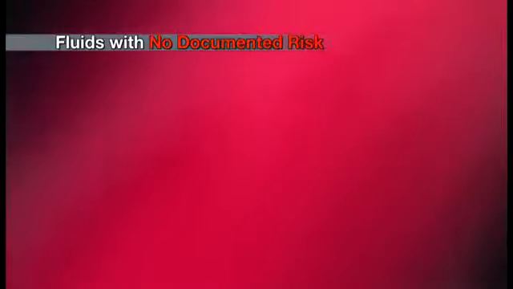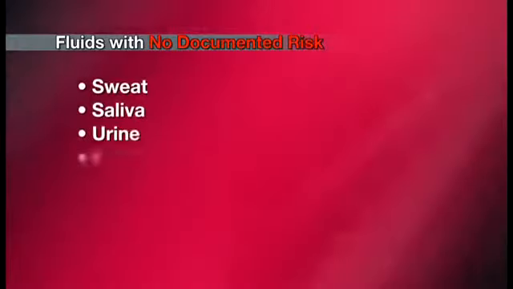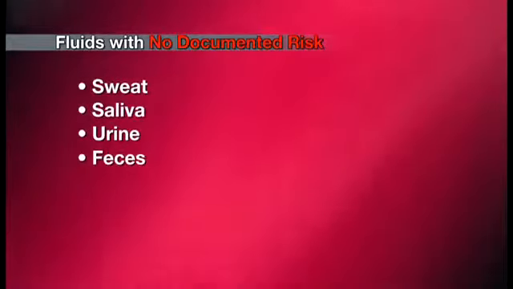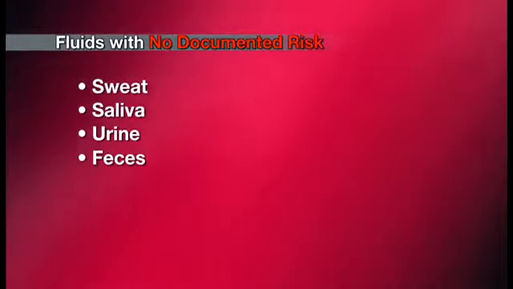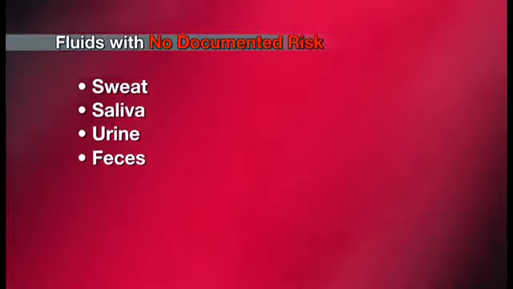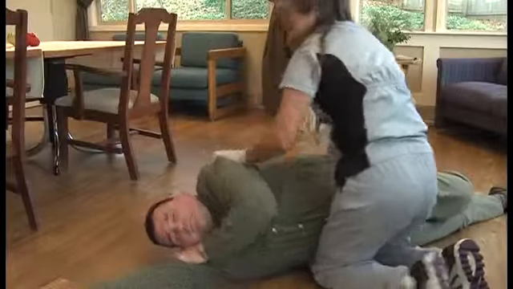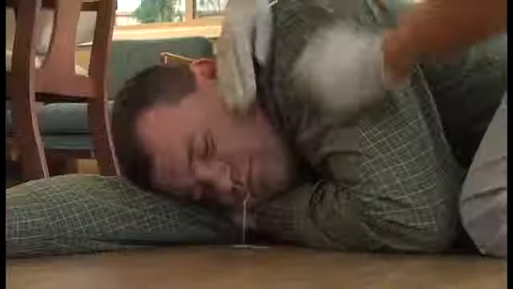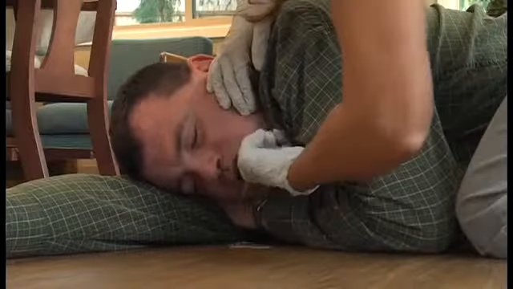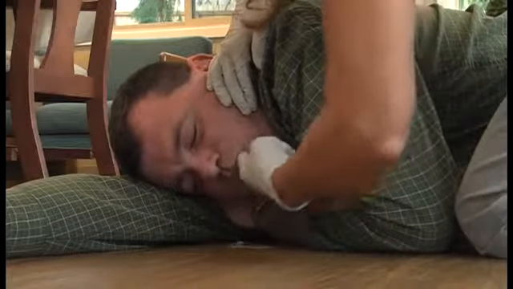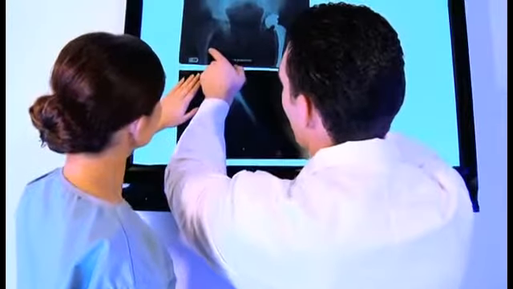Some body fluids, including sweat, saliva, urine, and feces, have no documented risk of transmitting bloodborne pathogens when there is no visible blood present. However, in an emergency, you may not always be able to tell which fluids you are handling or whether injury has mixed them with blood. Therefore, it is best to protect yourself from all body fluids. Casual social contact, such as shaking hands, hugging, or sharing a telephone or tool, does not transmit bloodborne pathogens.